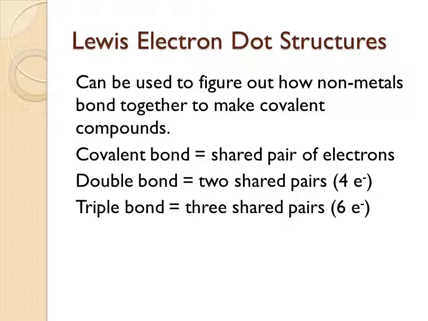If the compound has a double bond, then that means the two atoms are sharing two pairs of electrons, so 4 electrons altogether. And a triple bond is 3 shared pairs of electrons, or 6 electrons total.